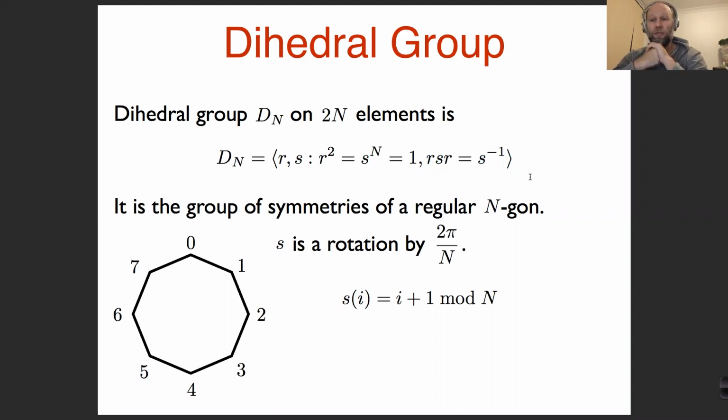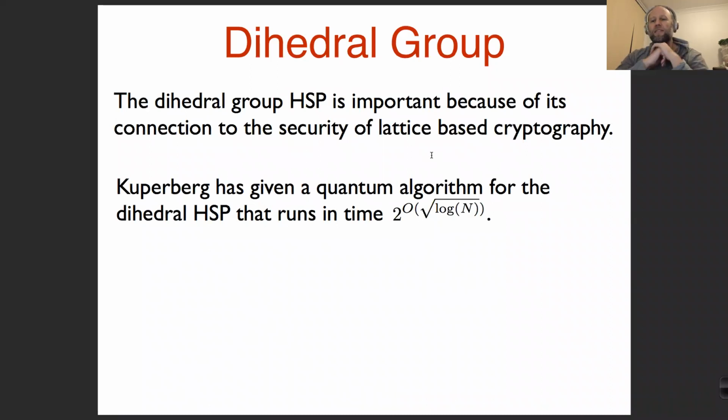Quite a simple group, really. It's quite amazing that the hidden subgroup problem on this group is so difficult. So why is the Dihedral group hidden subgroup problem important? Well, it's closely related to the security of lattice-based cryptography. As we've seen, Shor's algorithm can find the factors of integers efficiently and solve the discrete log problem. A lot of cryptography that we use today is based on the hardness of those problems, so it would be compromised by a large-scale fault-tolerant quantum computer.